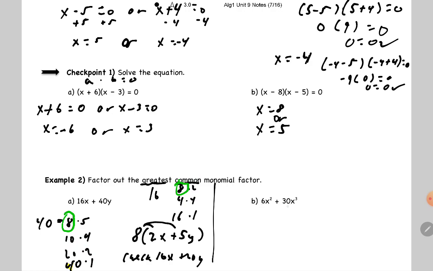So 6 and 30. If I look at 6, we have 6 and 1. We have 3 and 2, and that's it. If we look at 30, we have 6 and 5. And I'm going to stop there because 6 is the highest factor. And so the most commonly shared one would be 6 in this case. So I'm going to factor out a 6.